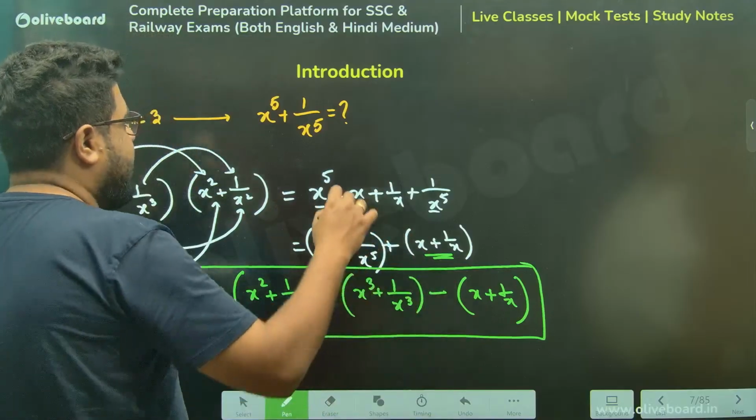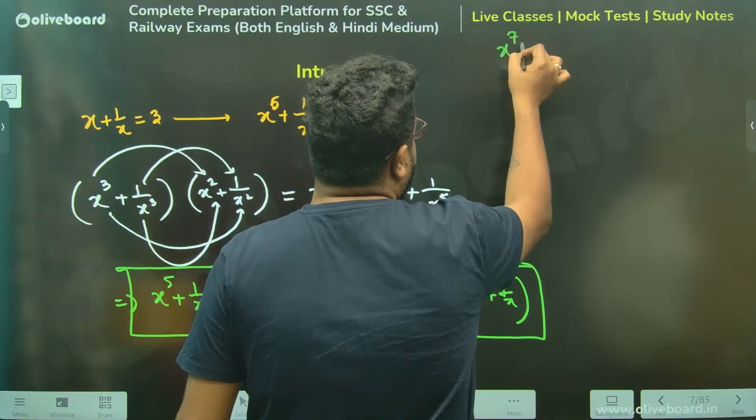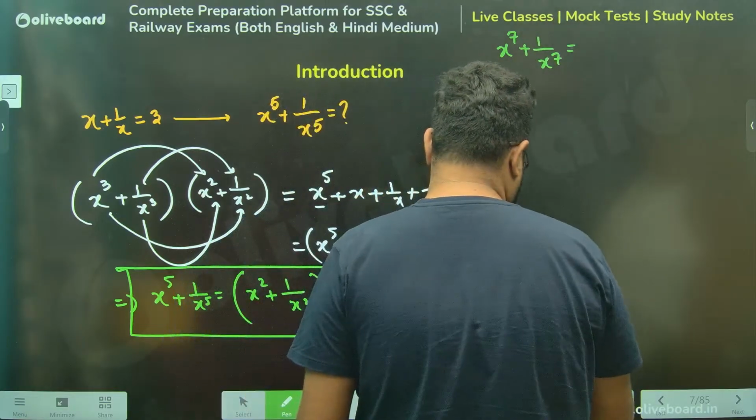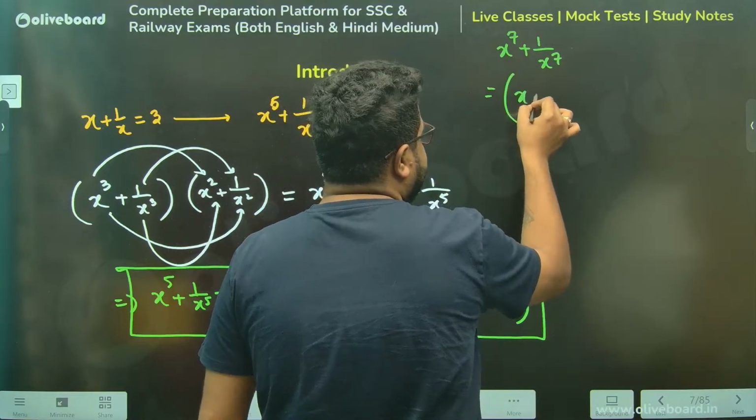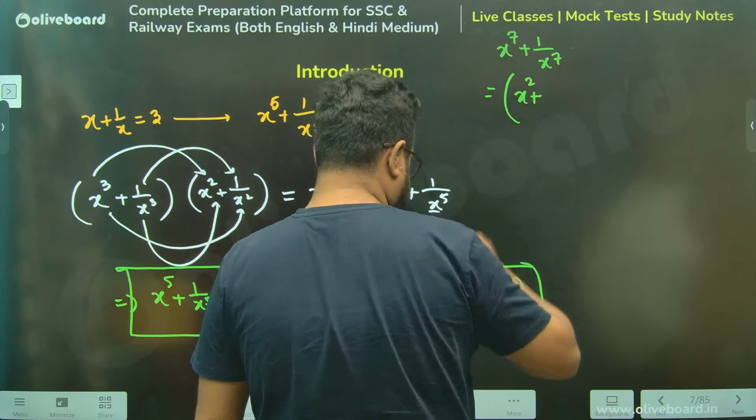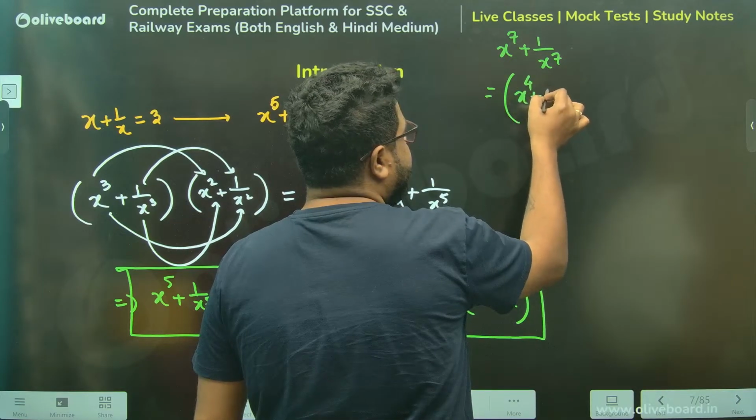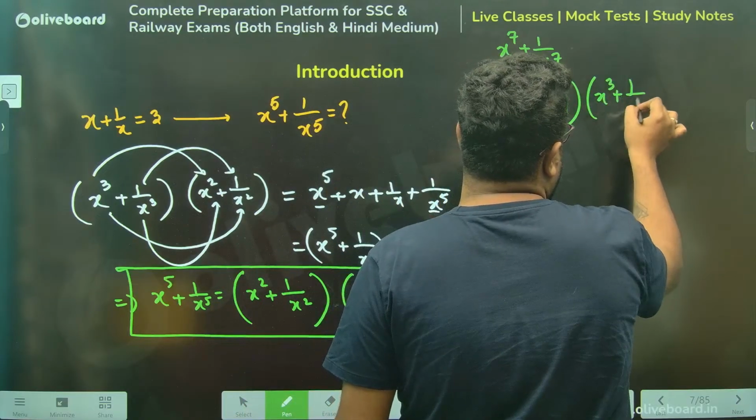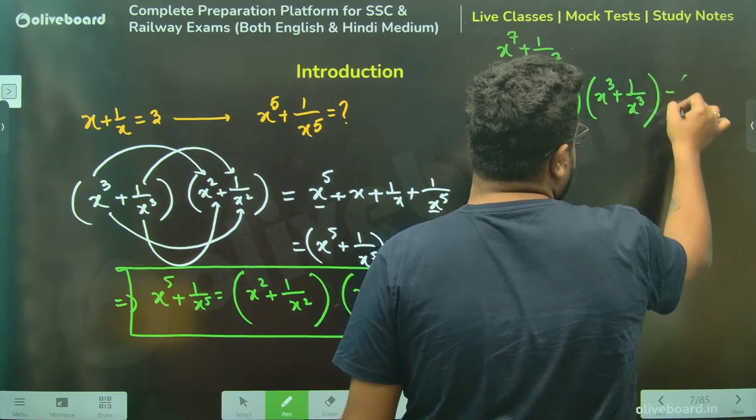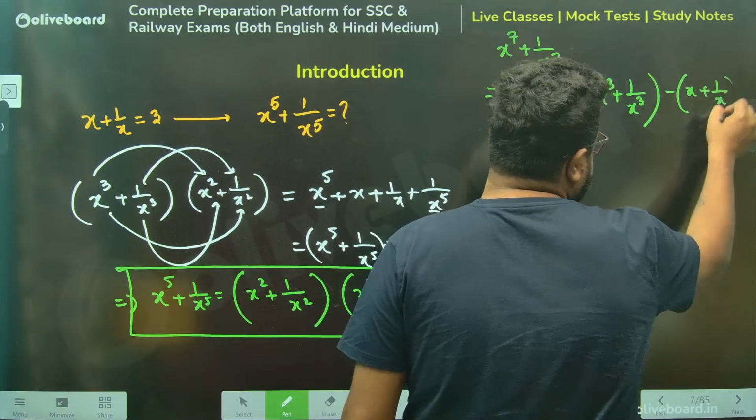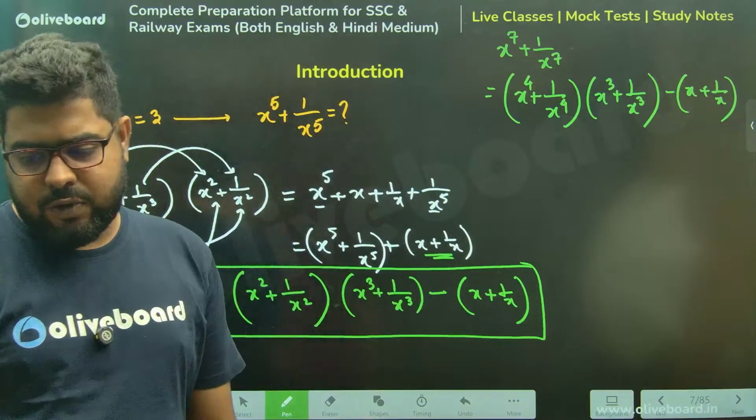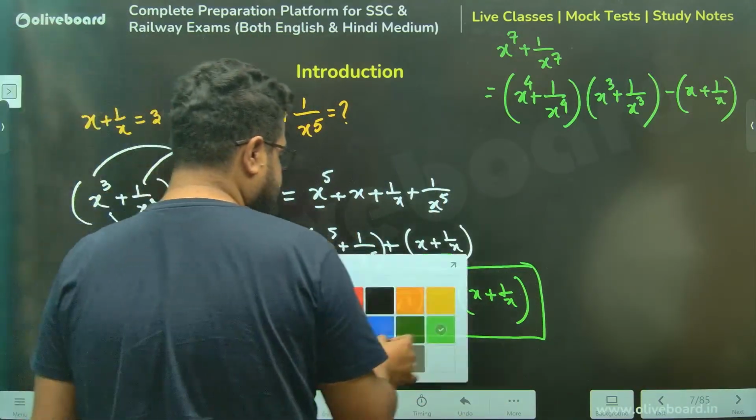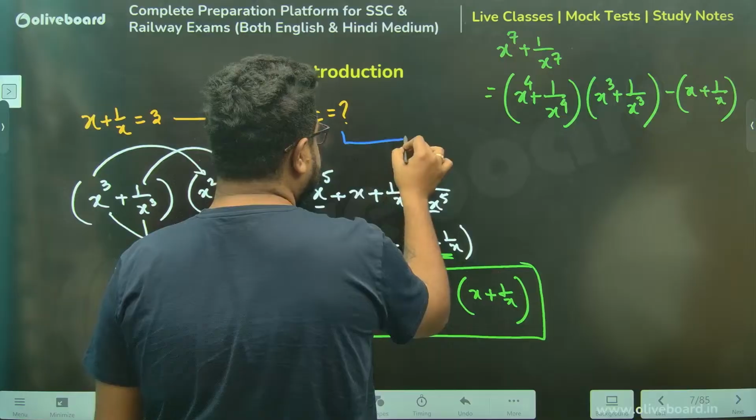Similarly, if they asked us then what will be the value for this, that will be x square plus 1 by x square, x to the power 4 plus 1 by x to the power 4 into 3 plus 4. That is what I am doing. Minus always this. That is your formula. You make your own formula. Now, let's solve this then very quickly.